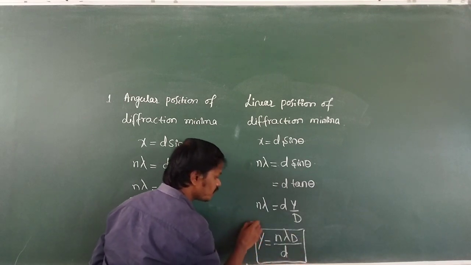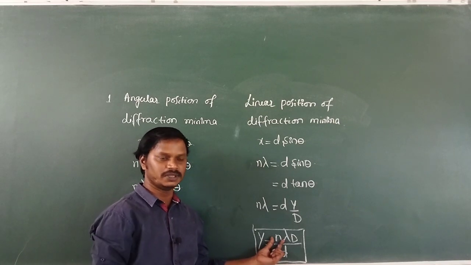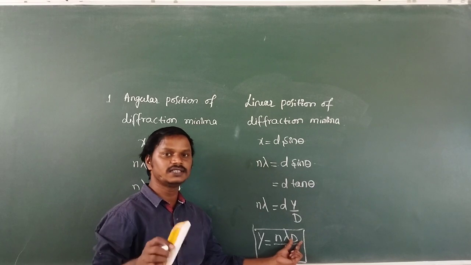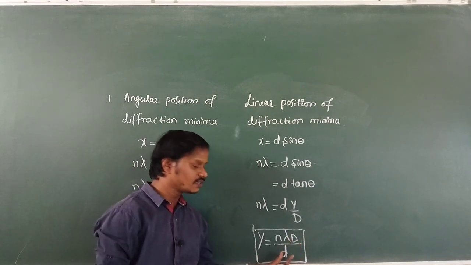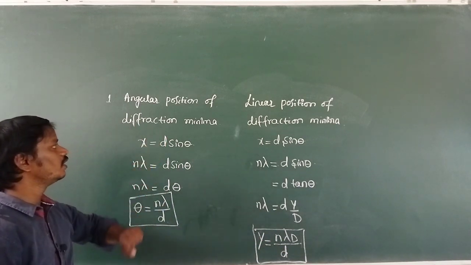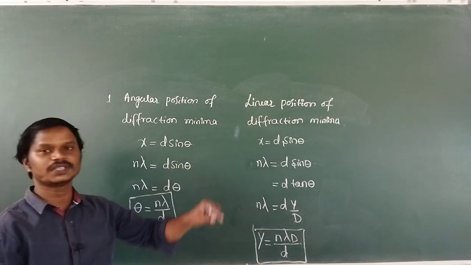So remember the terms here. What is n? N is the position of the diffraction minimum, lambda is the wavelength of the light used, capital D is the distance of the screen from the single slit, and small d is the slit width. This is about the angular position of diffraction minima and the linear position of diffraction minima.